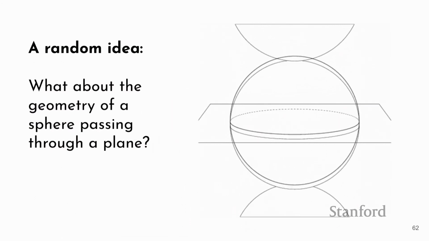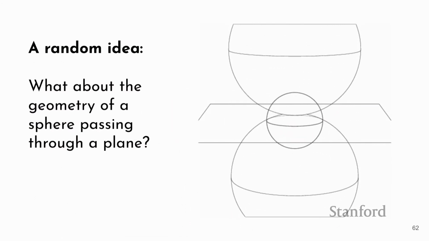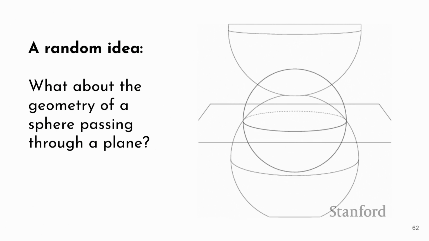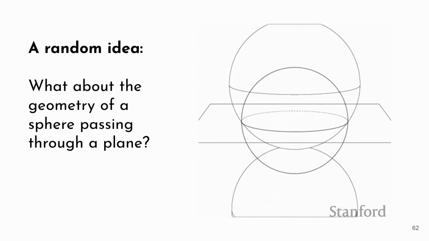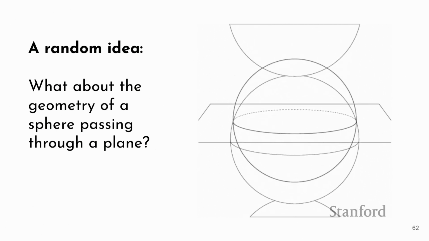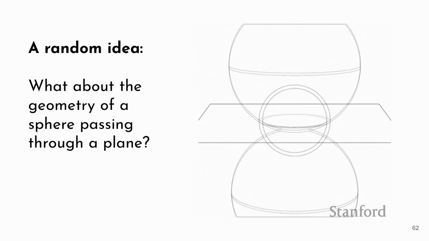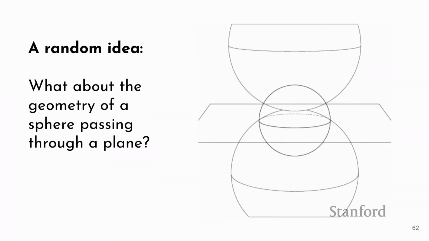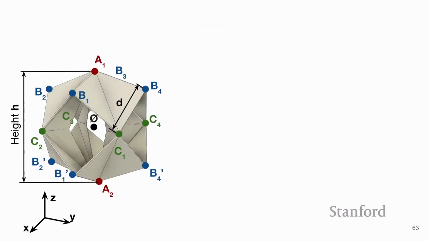But here's a random idea that seems completely unrelated, which is looking at the geometry of a sphere passing through a plane. When a sphere passes through the plane, there's a circle that is formed at the intersection, and the circle gets bigger and smaller, not in a linear way, but in a way that's proportional to the geometry of the circle. And we can use that exact same geometry in order to solve this system.